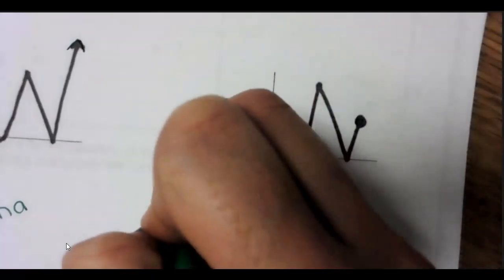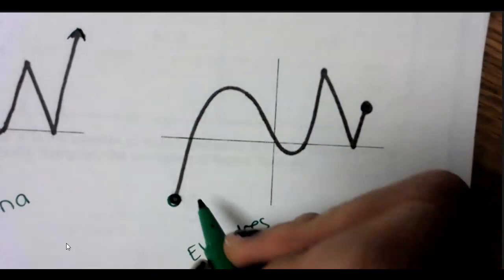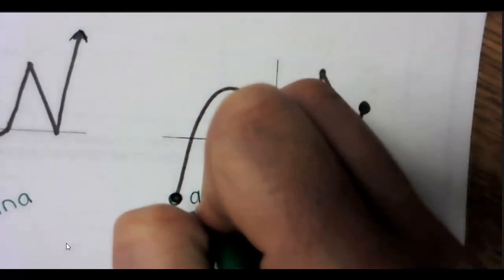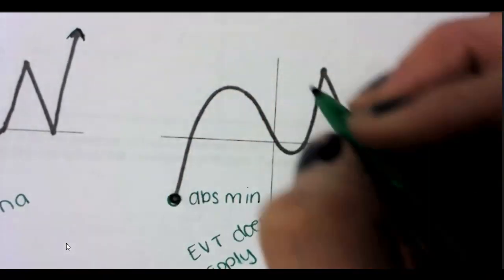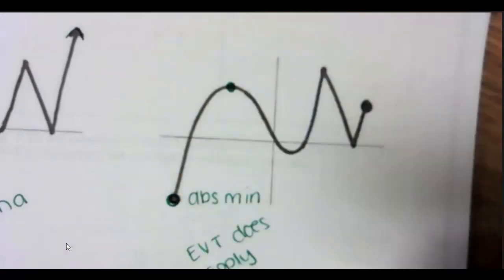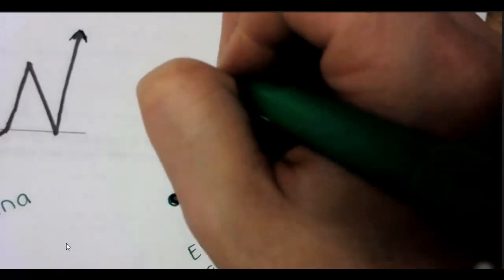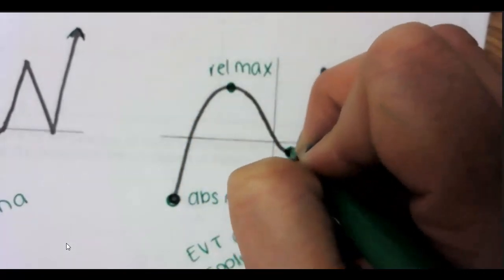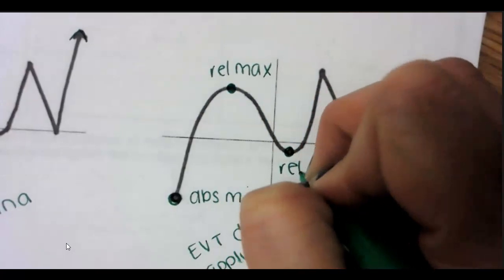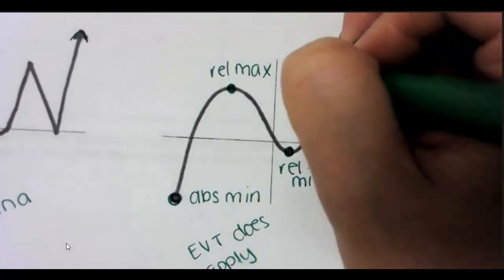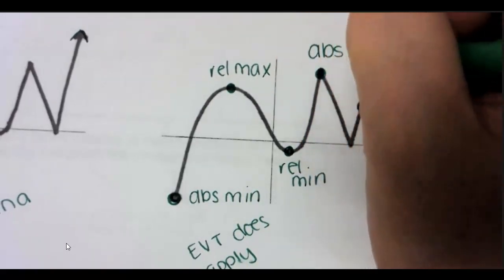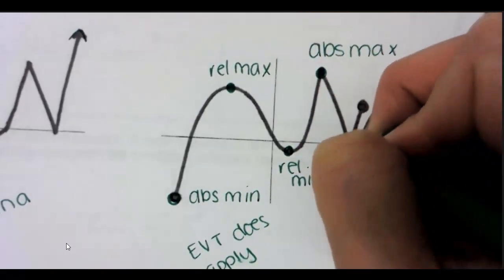So this point right here, let's start at the first one. This would be identified as my what? Absolute min. This point here is what? A relative. This point becomes a. This point is. And this point here.